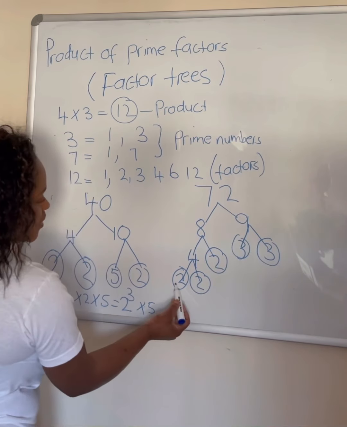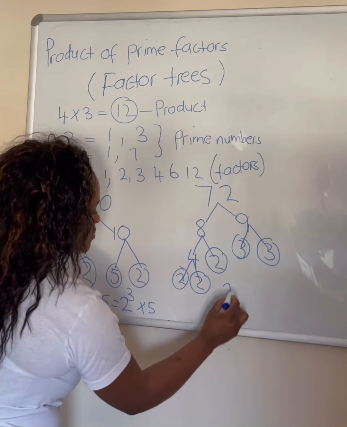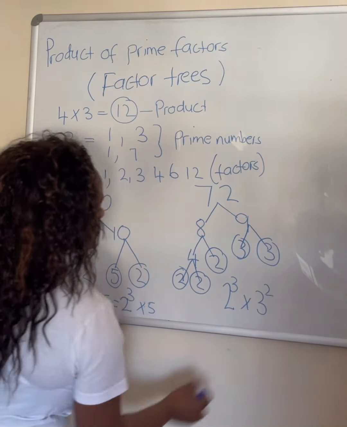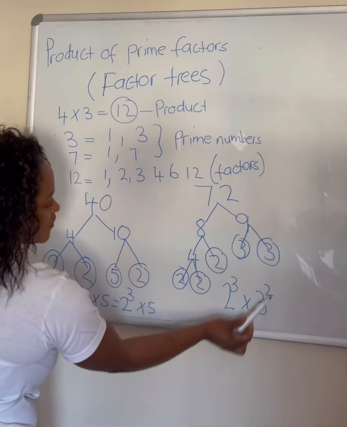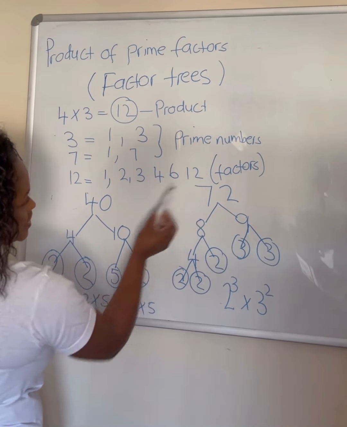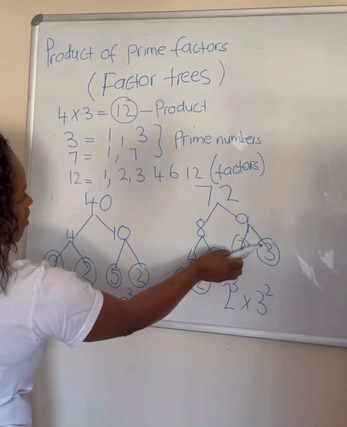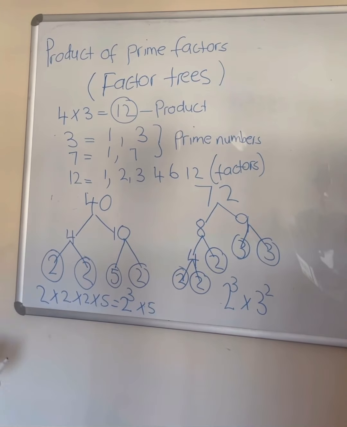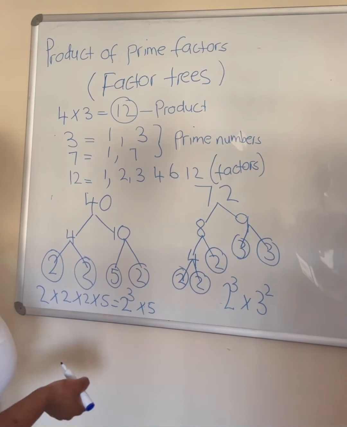So it's 1, 2, 3. So it's 2 to the power 3 times 3 to the power 2. So these will be your answers, because I've got 3 of these 2s and 2 of these 3s. If you times these numbers, you get 72. And these numbers are all prime numbers and they're all factors of 72. So you have made 40 and 72 as product of their prime factors.